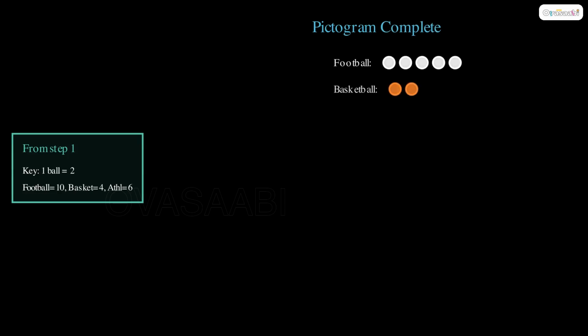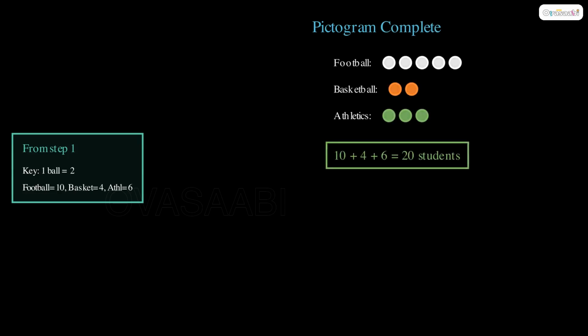Basketball has 4 students, so 2 balls. Athletics has 6, so 3 balls. Add them up, 10 plus 4 plus 6 equals 20. Our pictogram matches the data perfectly.